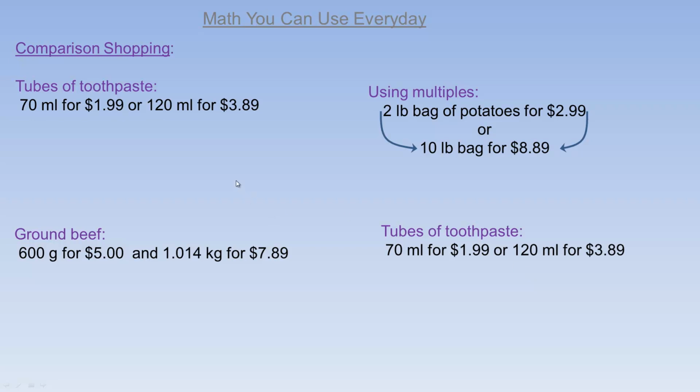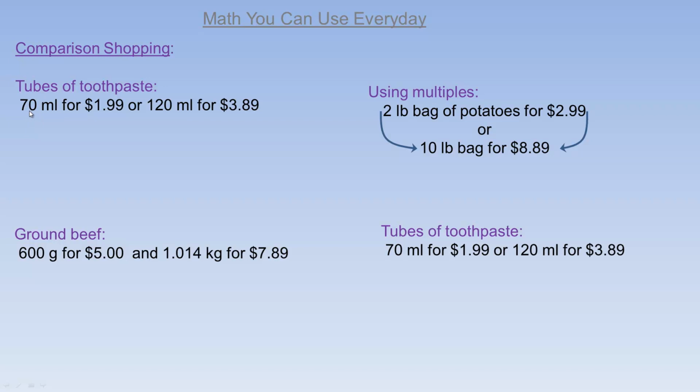This is another video in my Math You Can Use Everyday series, and I'm going to give you some examples of comparison shopping. Some with a calculator, some without. Most people, when they're going out shopping, often have a cell phone with them, and if you have a smartphone, it has a calculator built right into it. So a lot of people have that option now, even if you're walking around a grocery store or a department store. So let's start with, let's say you have two different tubes of toothpaste.